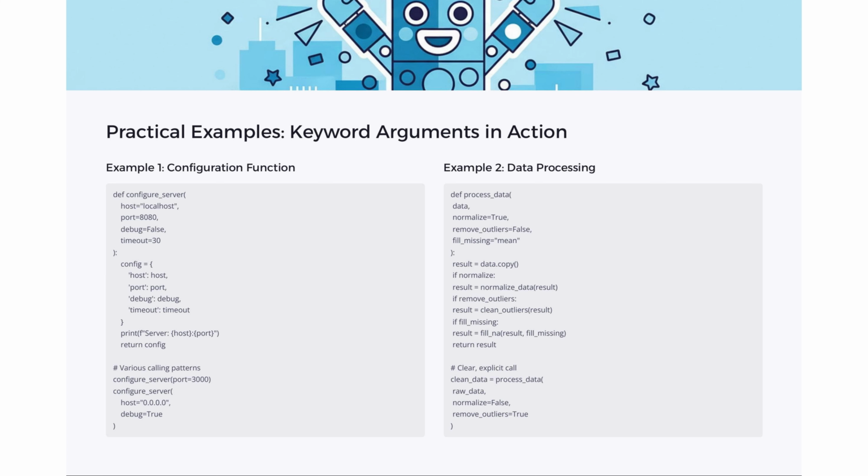Keyword arguments enhance function flexibility and clarity. In configure_server, parameters like host and port are easily customized. Similarly, process_data allows explicit control over data normalization and outlier removal. These examples demonstrate how keyword arguments make code more readable and maintainable, ensuring precise function behavior tailored to specific needs.